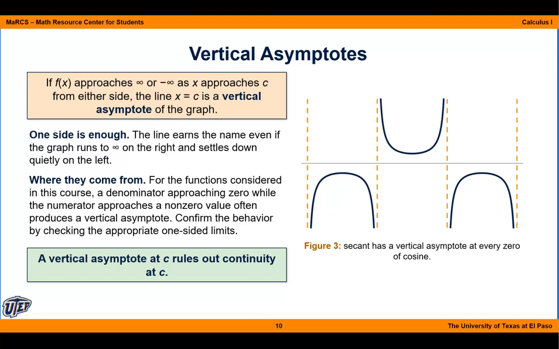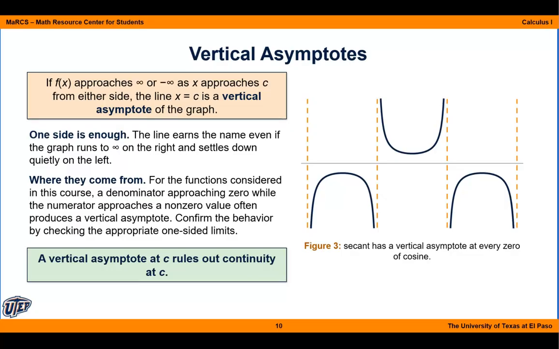Infinite limits are closely connected to vertical asymptotes. If a function approaches positive or negative infinity from either side of a point, the vertical line through that input is a vertical asymptote of the graph. Only one side is required. A graph may become unbounded on one side while approaching a finite value on the other, and the line is still a vertical asymptote. For the functions considered in this course, an asymptote often occurs when the denominator approaches 0, while the numerator approaches a non-zero value. We confirm the behavior by evaluating the appropriate one-sided limits.